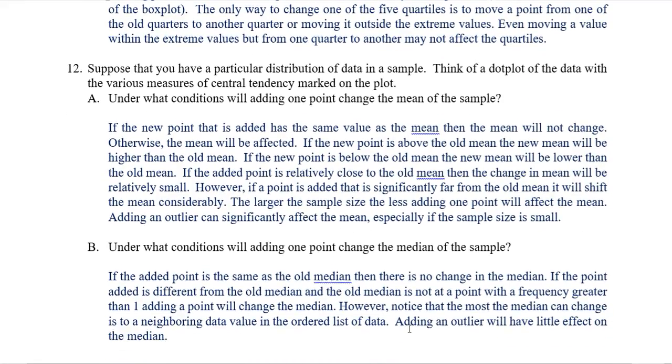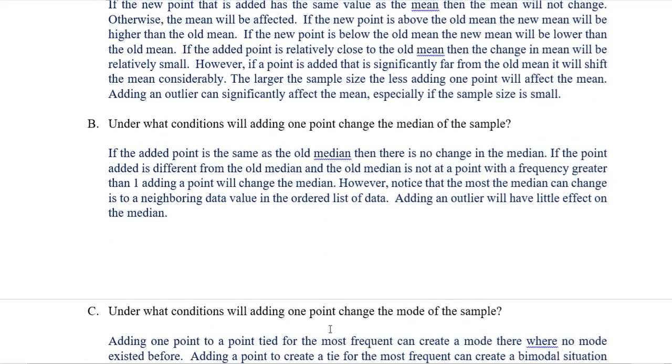Well, if the point added is the same as the old median, there's no change in the median. If the point added is different from the old median, and the old median is not a point with a frequency greater than 1, then adding a point will move the median a little bit. But at most, the median can change to a neighboring data value in the ordered list of data. So an outlier will have little effect on the median. It might just move it a little bit to the next nearest data point, but that's the most it can move. Whereas if you add an outlier to a data set, the mean could really be moved drastically.